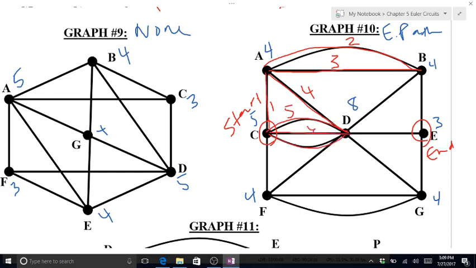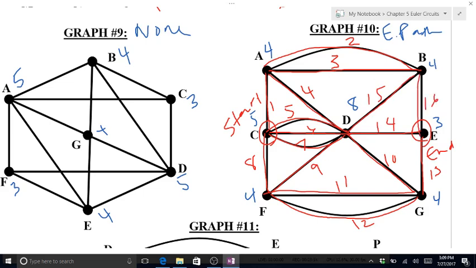Back to C is 7. Down to F is 8. Up to D is 9. Down to G is 10. Across to F is 11. Across to G is 12. Up to E is 13. 14. 15. And finally 16.